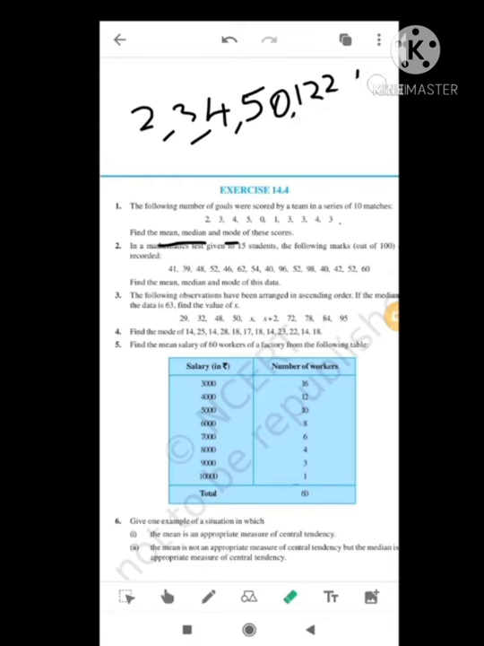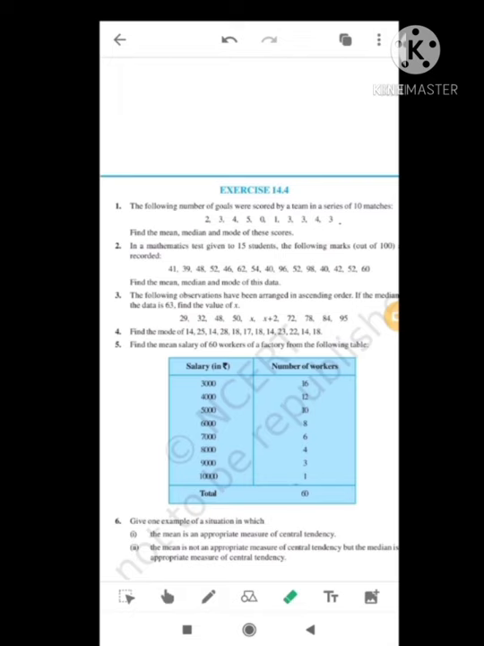So what is the formula to find the mean? Sum of observations divided by the total number of observations. So here what do we mean by observation? Observation is nothing but the number of goals scored by a team. How many matches are there? 10 matches. So we take 10 as the total number of observations. For the first match 2 goals, second match 3 goals, third match 4 goals, and likewise up to 10 matches they have given the score.